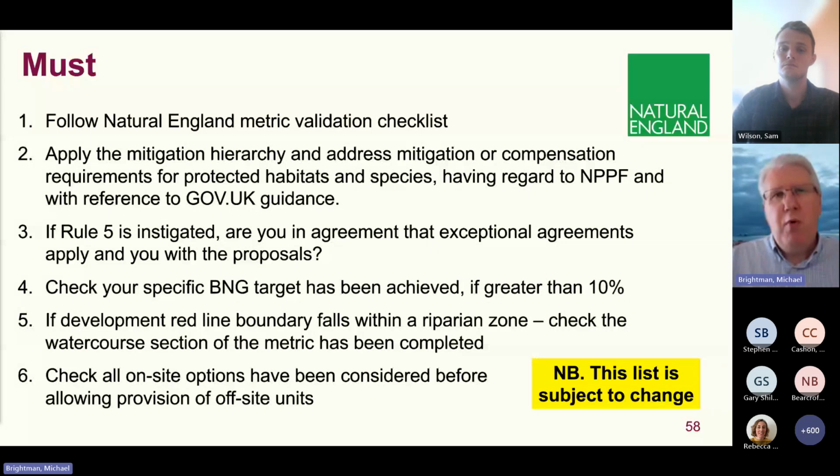Riparian zones are very important and have an influence on the ecological condition of rivers, which is why they're very important. Where a red line boundary falls within the riparian zone, then the watercourse section of the metric has to be completed, and the watercourse parts that run along where the red line boundary is within the riparian zone have to be fully completed, and a 10% biodiversity net gain provided.